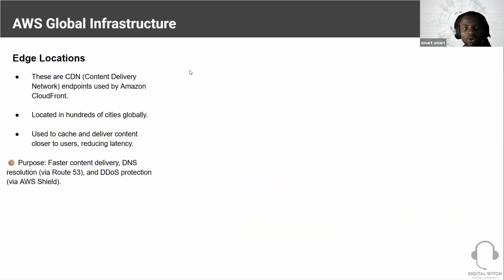Okay, so we have what is called the edge network, edge location. Edge location is about what? Content delivery network. These are content delivery networks used by AWS, Amazon CloudFront. I will try to explain this very clearly so you understand. Please pay very good attention, everybody. I want to build this concept so you understand.